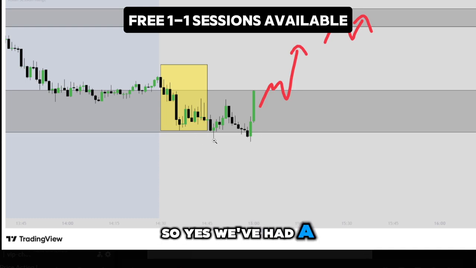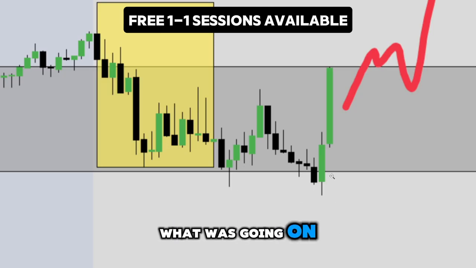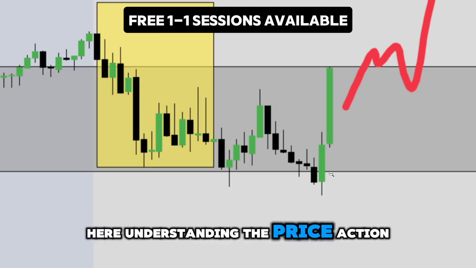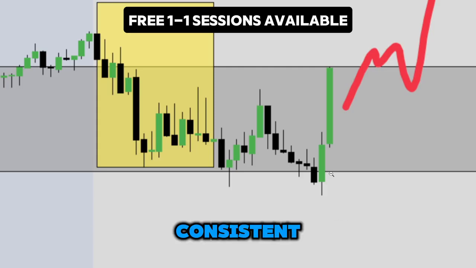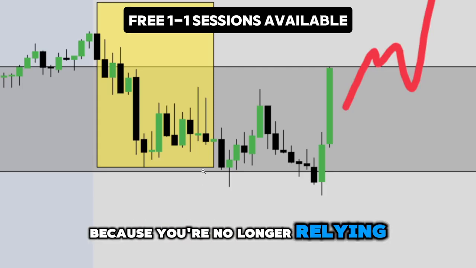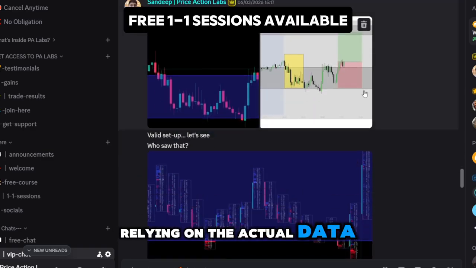Look at this, right? Yes, we've had a slight break below this 15-minute range, but you want to understand what was going on here and what was going on here. Understanding the price action just beyond the candles will take you from inconsistent to consistent, because you're no longer relying on sweeps and wicks and God knows what. You're relying on the actual data.